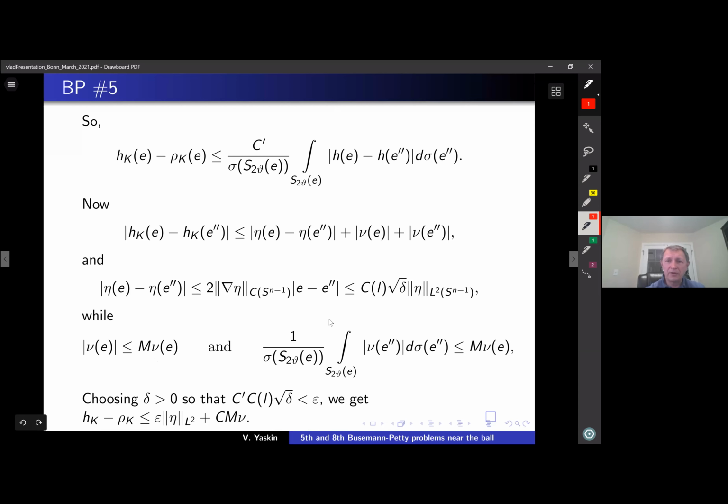So putting all together, if delta is very small, right, you can make this as small as you want, less than epsilon. So this gives you epsilon times the L2 norm of the head, and then these two terms here give you the maximal function here. Okay, so this is what I wanted to prove.